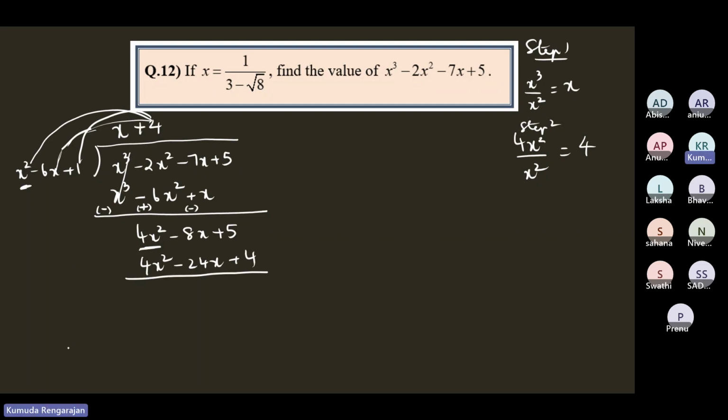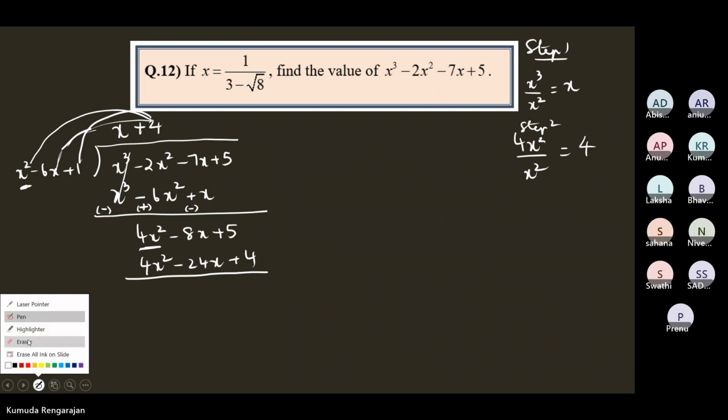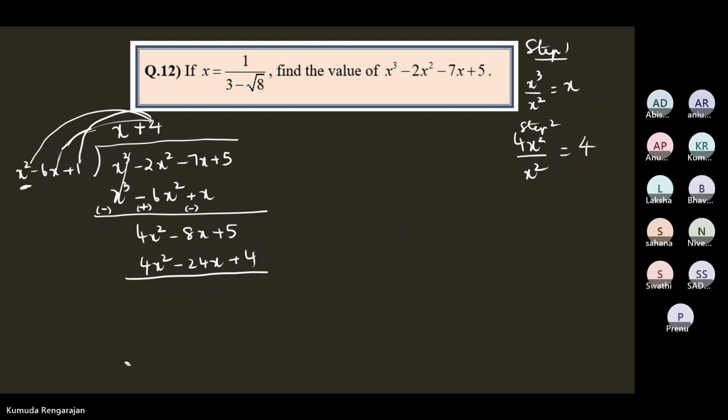Always change the signs. Okay, so how do you change the signs? Plus becomes minus, minus becomes plus, plus becomes minus. This will get cancelled. Minus 24x minus 8x, that is 16x. Plus 5 minus 4 is plus 1.